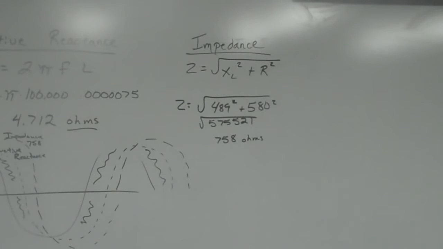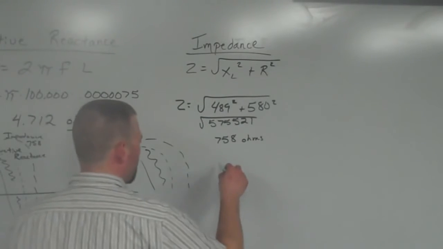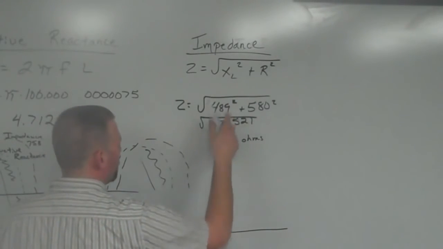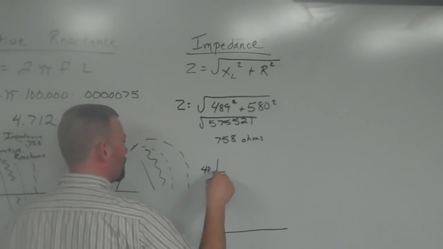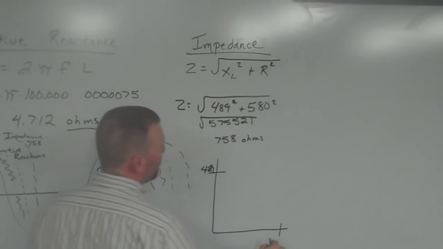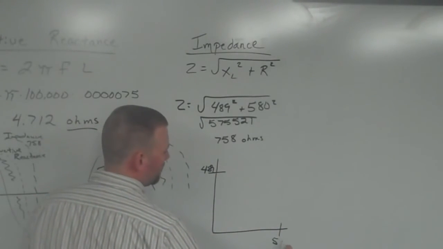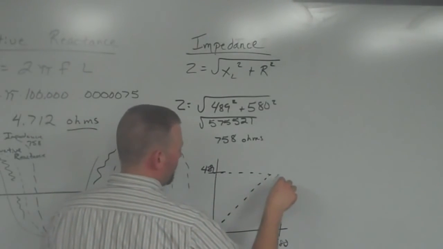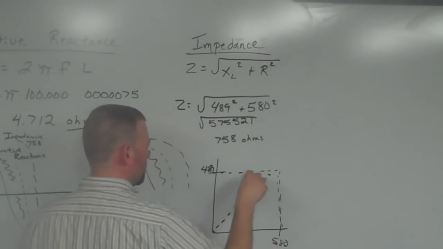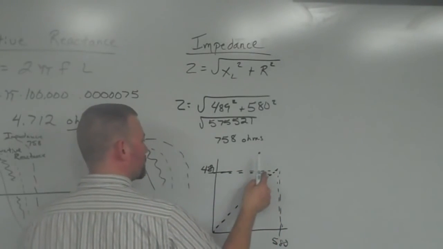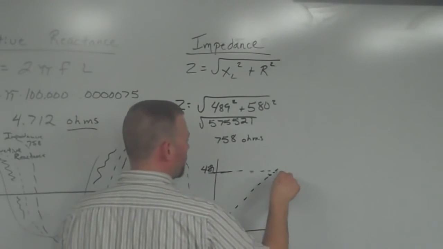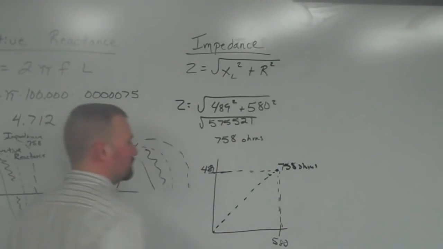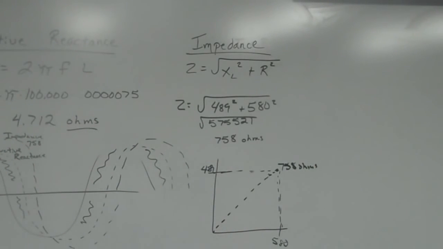Now what that actually looks like is this. If we plotted that on a vector diagram, which you saw just a little bit of, and we had a value of inductive reactance of 489, and a value over here, resistance, that's going to be 580. We combine those two together with Pythagorean's theorem, that would let us triangulate this, and we would wind up with an overall value up here of 758 ohms. So, pretty simple.